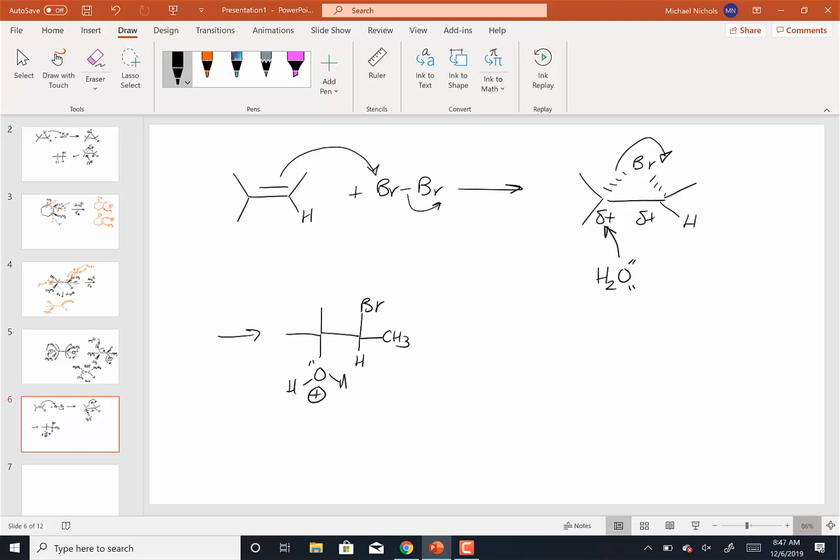And then in the final step, I'm going to lose an H plus as the oxygen-hydrogen bond breaks, the pair of electrons going back to the oxygen, so that I end up with the OH and the Br added Markovnikov, because the bromine added to the carbon with the most hydrogens, and they would add 100% trans.